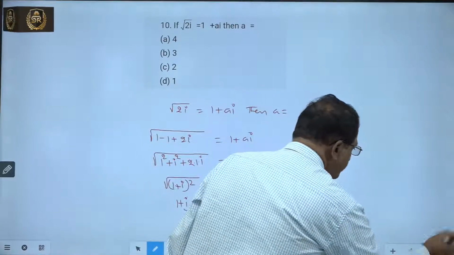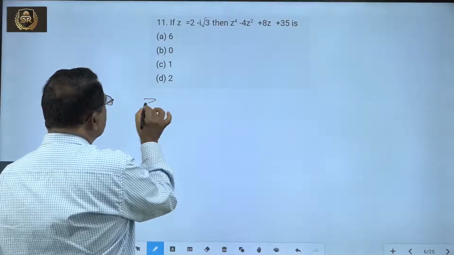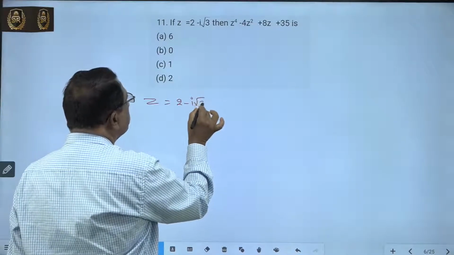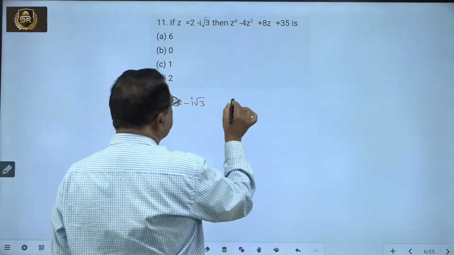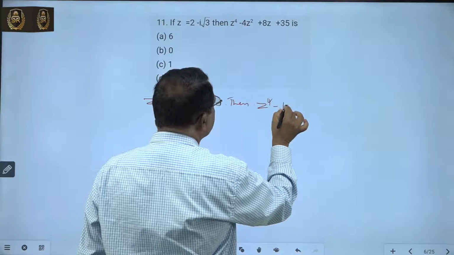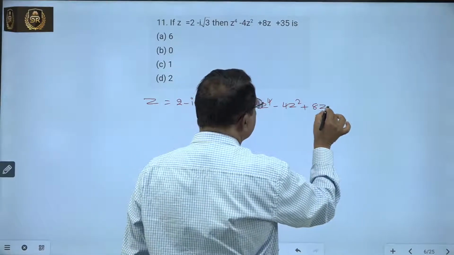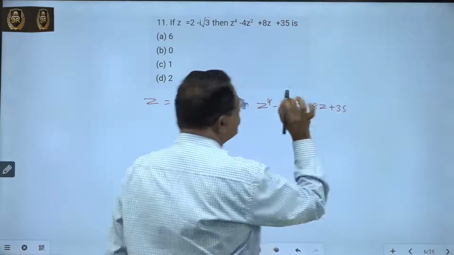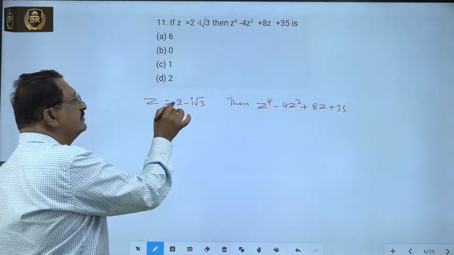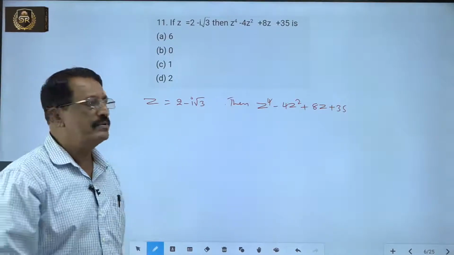Next, z equals 2 minus i root 3, then required z^4 minus 4z^2 plus 8z plus 35, required this value. Now given z equals 2 minus i root 3.